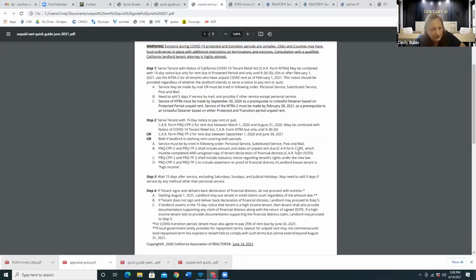And there's a form for that too, CURC, which will be the rent form, which you'll fill in all the unpaid rent, which must be completed, an unsigned copy of tenant declaration of financial distress. So this form DCFD is the declaration of tenant still in distress. So you have to serve them with that, as well as the CURC and the PRQ, whichever one of those two meets your requirements. Pretty complicated, right? Lots of forms, but if you follow this step by step, you should be okay.